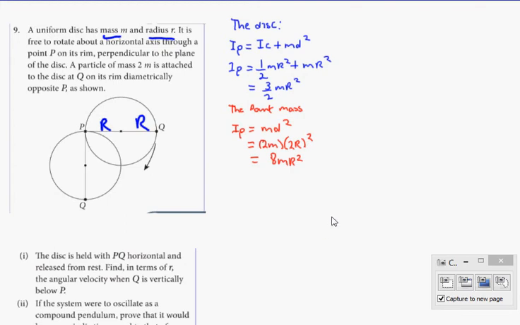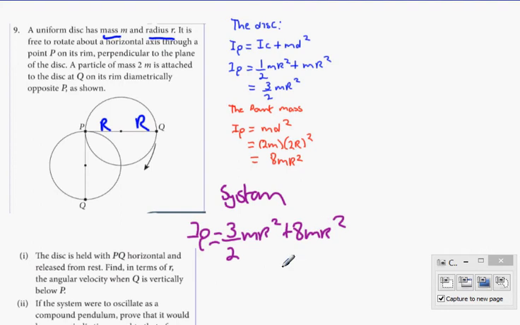We're going on to the moment of inertia of the system, which we'll do in purple here. So the system is going to be the two of them added together. The moment of inertia of the system around P is going to be 3/2 mr squared plus 8mr squared. And what we should get there is 19/2 mr squared. Okay, so that's the first part there.